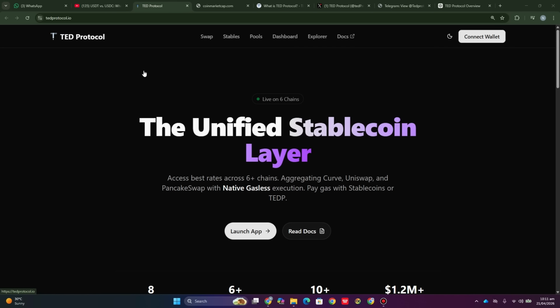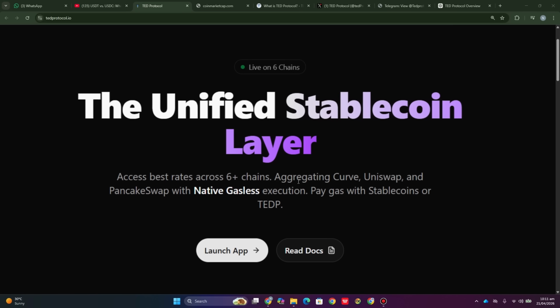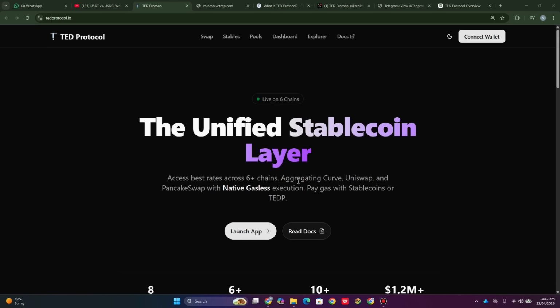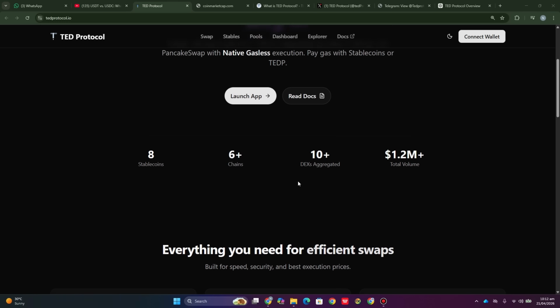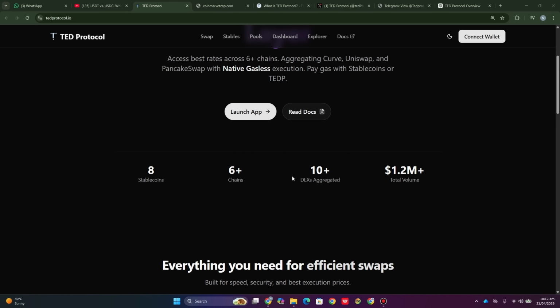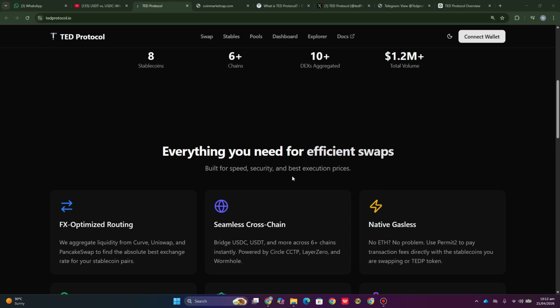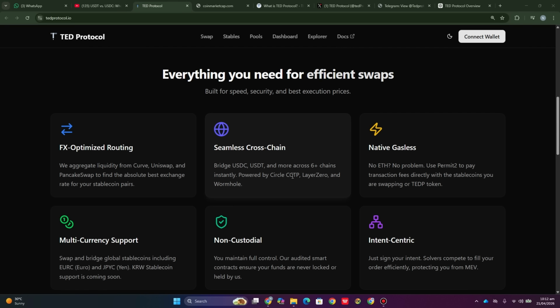TED protocol is designed as a cross-chain stable swapping infrastructure, meaning it helps you move stablecoins across blockchains in a more seamless way. Instead of acting like a typical token project, it focuses on real utility, especially making stablecoin transfers more efficient. There are 8 stablecoins, 6 plus chains, 10 plus DEXs aggregated, with 1.2 million plus total volume.